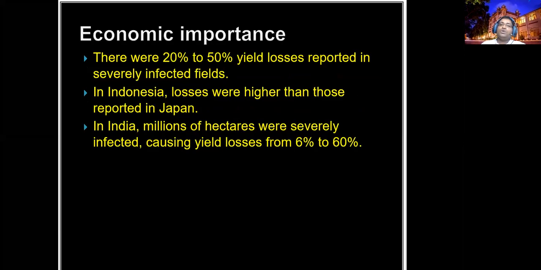So the overall disease loss due to this rice disease, which means bacterial leaf streak, is 20 to 50%. Indonesia is lower than Japan. Because of this condition, even Sri Lanka is very low compared to the other countries. Even India also gets infected, but in Sri Lanka, yield losses related to this are less than 6%.